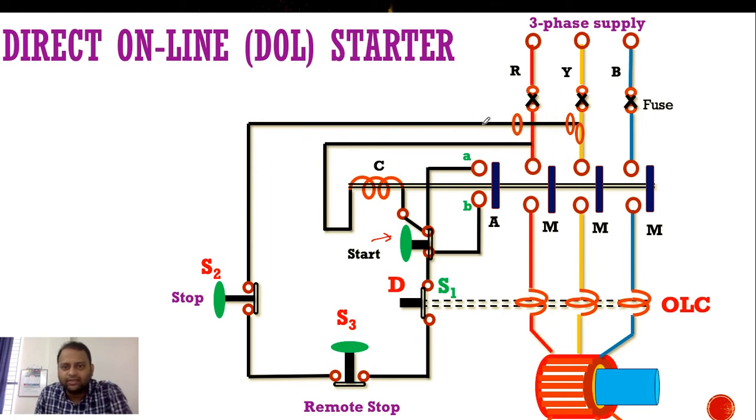So the current is going from Y and it will go all the way to S, and then also S2, S3, and then S1. Now, see the circuit, it is going from the start button and then to C and then back to R. So this is the supply current which is going.